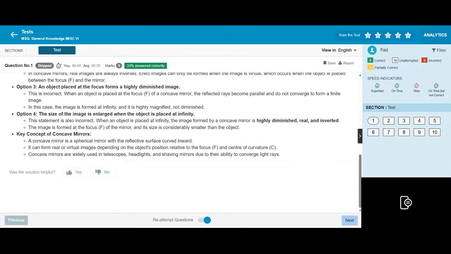When an object is placed at infinity, the image formed by a concave mirror is highly diminished, real and inverted. The image is found at the focus of the mirror and its size is considerably smaller than the object. A concave mirror is a spherical mirror with the reflective surface curved inward. It can form real or virtual images depending on the object's position relative to the focus and the center of curvature. Concave mirrors are widely used in telescopes, headlights, and shaving mirrors due to their ability to converge light rays.